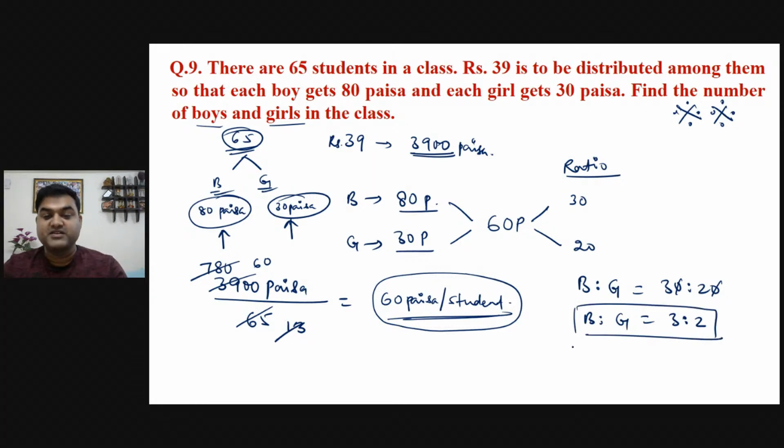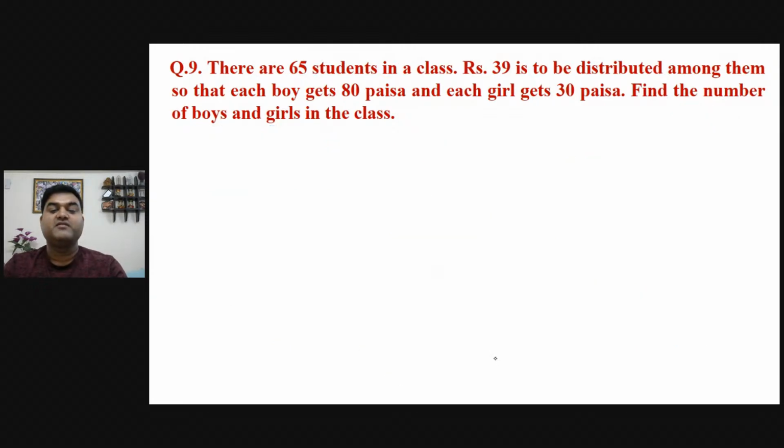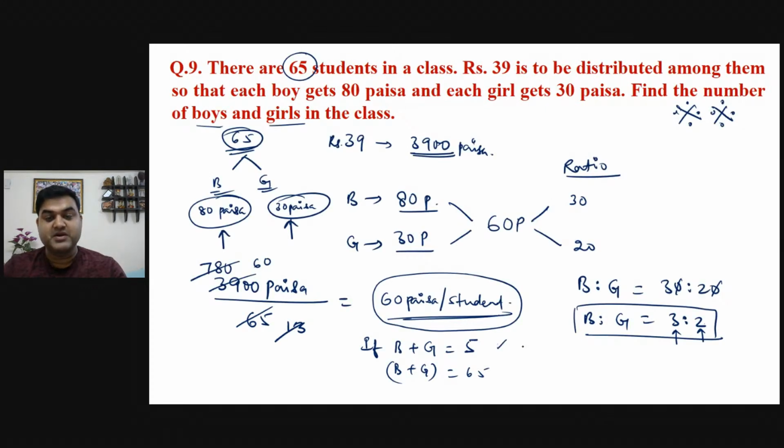Now boy plus girl, how much are we getting? 5, right? And the total is 65, right? If boy plus girl is equal to 5, the number of boys is 3 and the number of girls is 2. But what they have given is boy plus girl is 65. That means we are multiplying with 13, isn't it? So it is multiplied by 13, then we get such. So here also just multiply by 13, no? Multiply by 13, we'll get the sum.